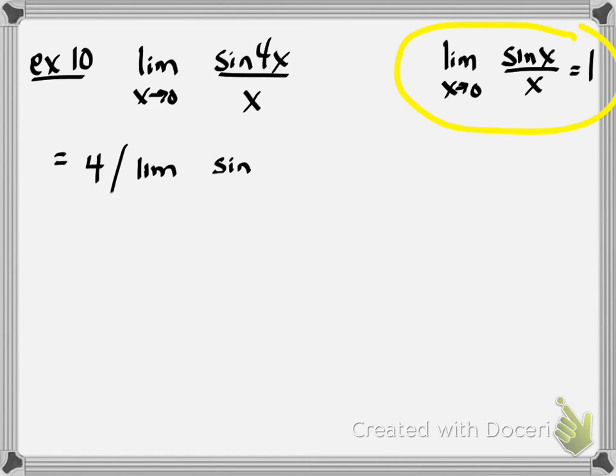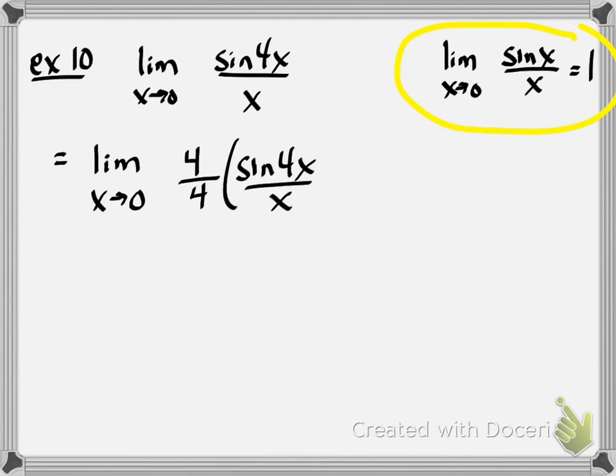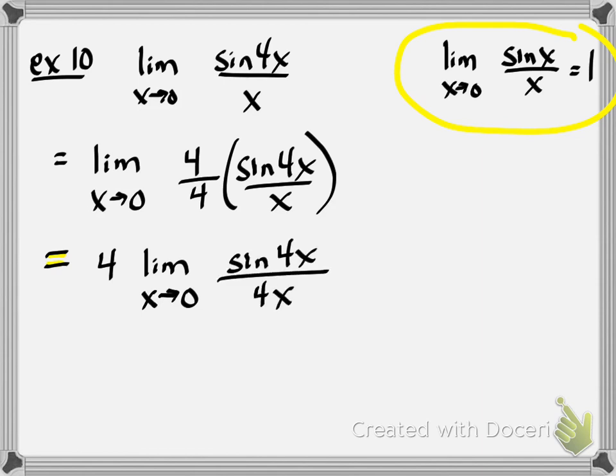Let me backtrack. I want to show it this way. The limit as x approaches 0, I'm going to multiply 4 over 4 times that sine of 4x over x. So this 4 over 4 that we're multiplying by is just a 1. It's just a handy 1. So we're going to take the 4 in the numerator and move it in front of the limit, because we treat it like a scalar. And we're going to take the 4 in the denominator and multiply it by the x in the denominator and get that. So that seems very illegal and tricky, but it is just fine.